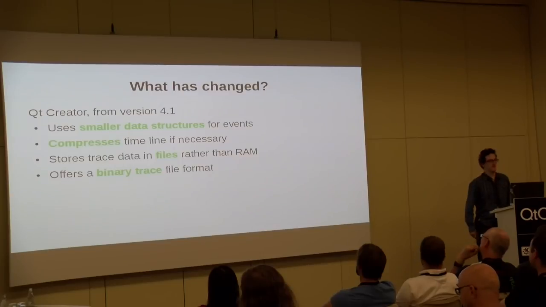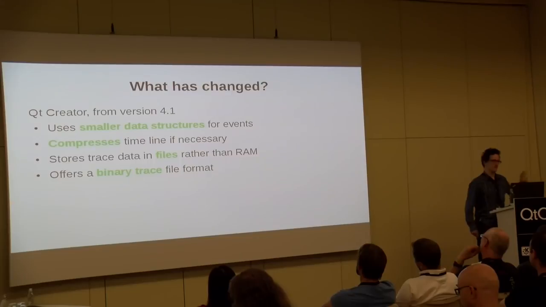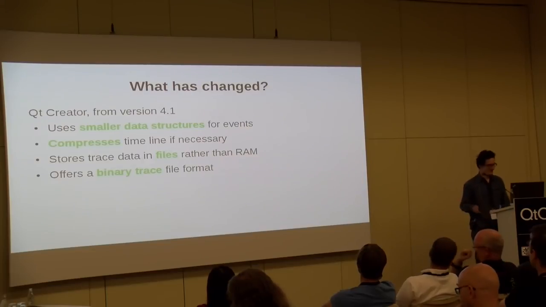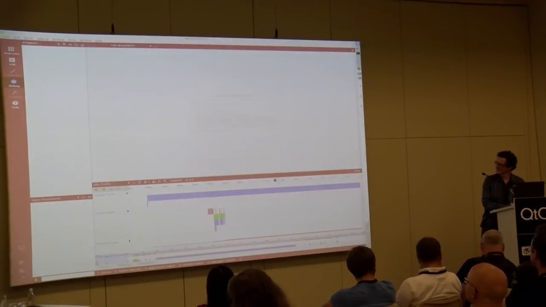It uses temporary files now to store the actual trace data, so it isn't all kept in memory in QtCreator. And you get a new data format that's 10 times smaller because it's binary rather than XML. So let's see what it's done. Apparently, the computer is still running, so it hasn't crashed, I hope. So this is the trace it has loaded. You can technically interact with that, but it's kind of a pain.